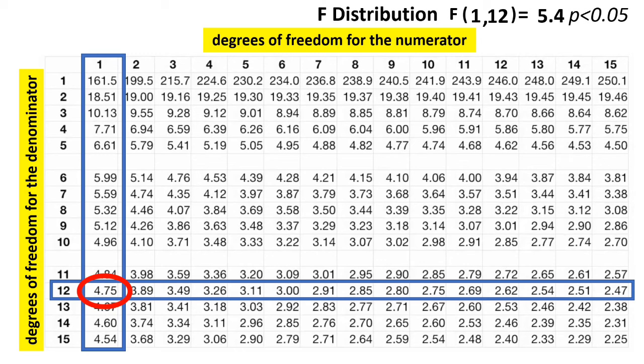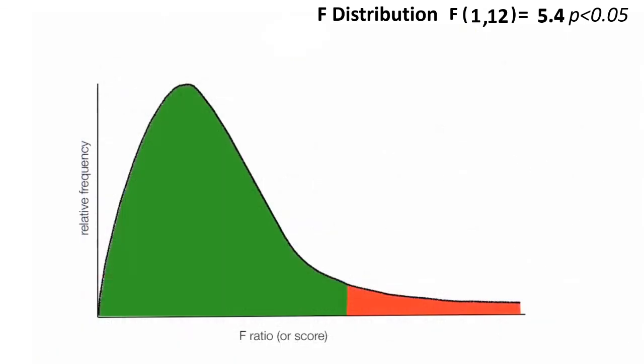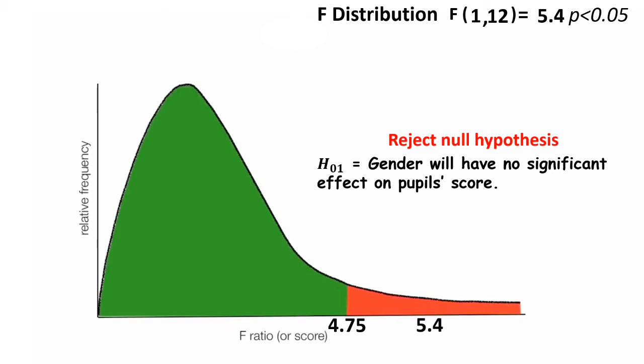Now let's bring back our F distribution. Any values greater than 4.75 or to its right, we will reject the null hypothesis. And 5.4 of course is greater than 4.75. So I'll reject the null hypothesis. Reject this statement: gender will have no significant effect on student score.